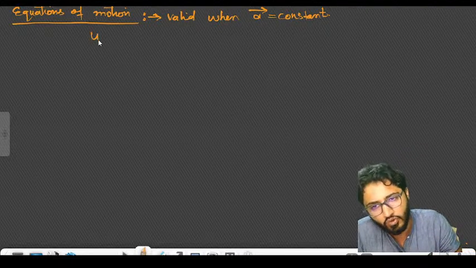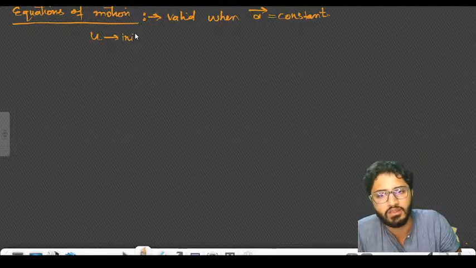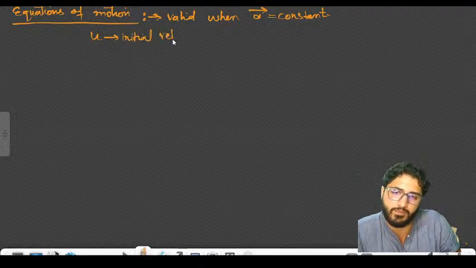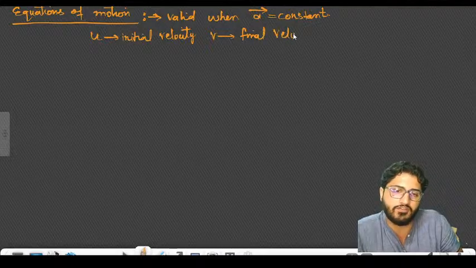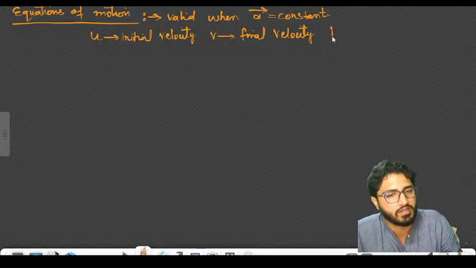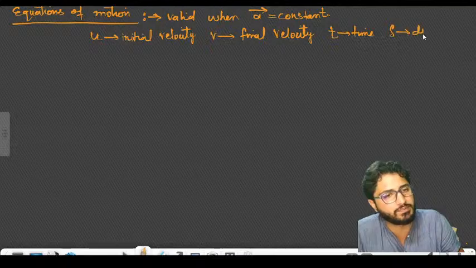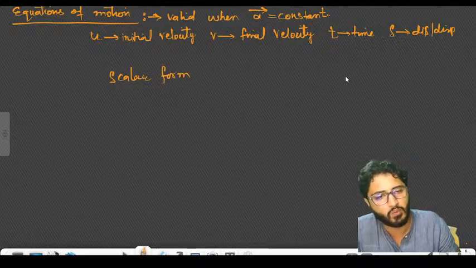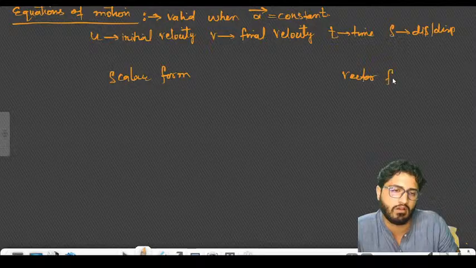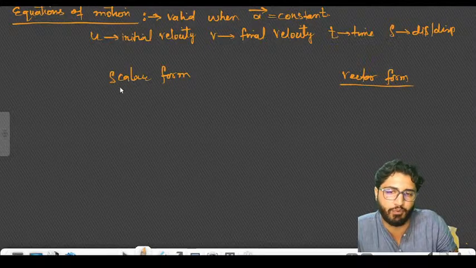Okay. u means initial velocity. v means final velocity. Notation, right? t means time. s means distance or displacement. So we have two forms: one is scalar form, one is vector form. Vector form is not important, but the scalar one is important.